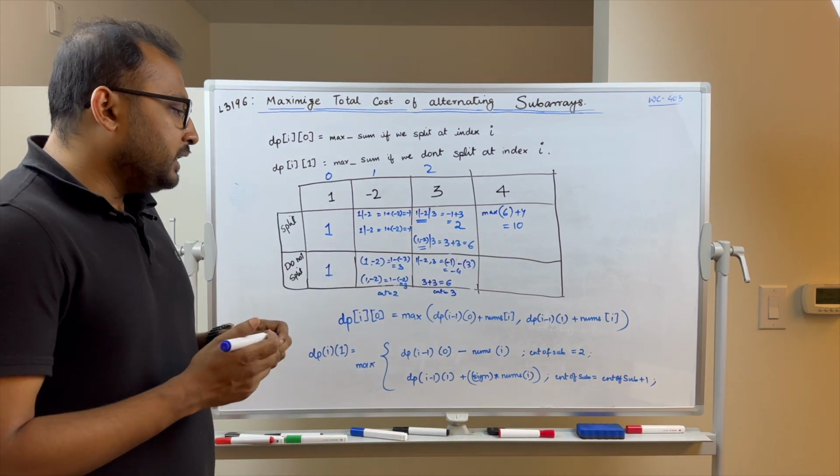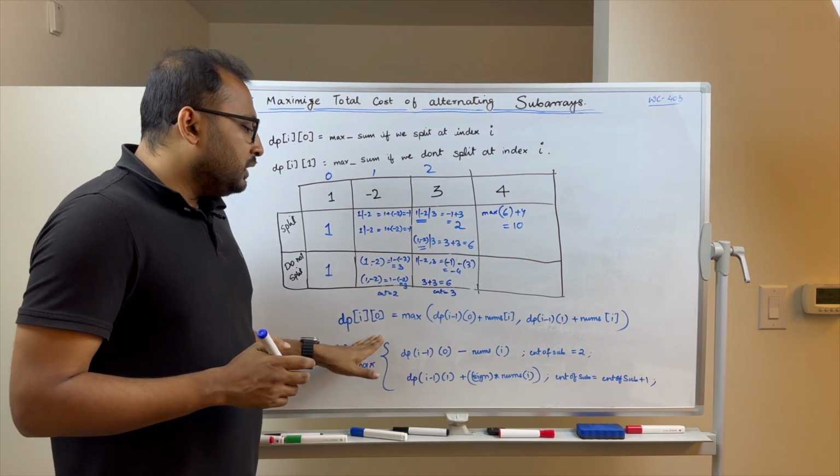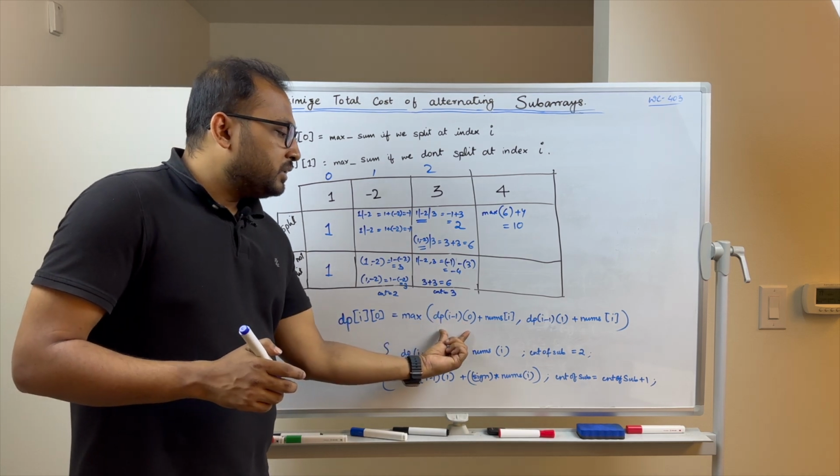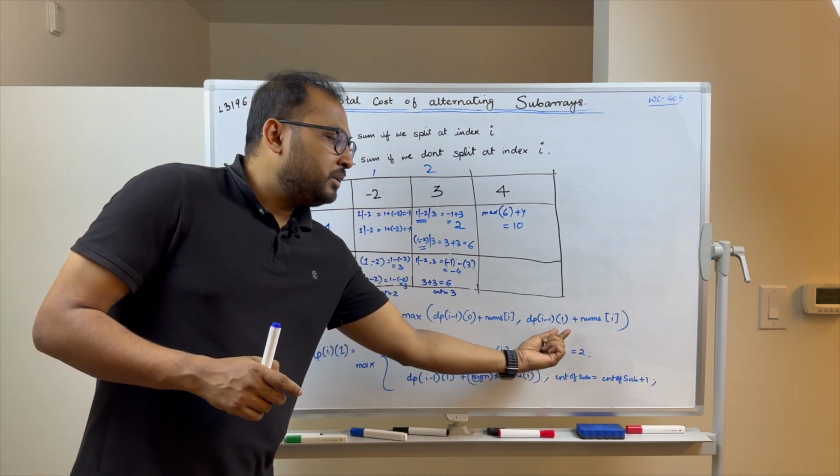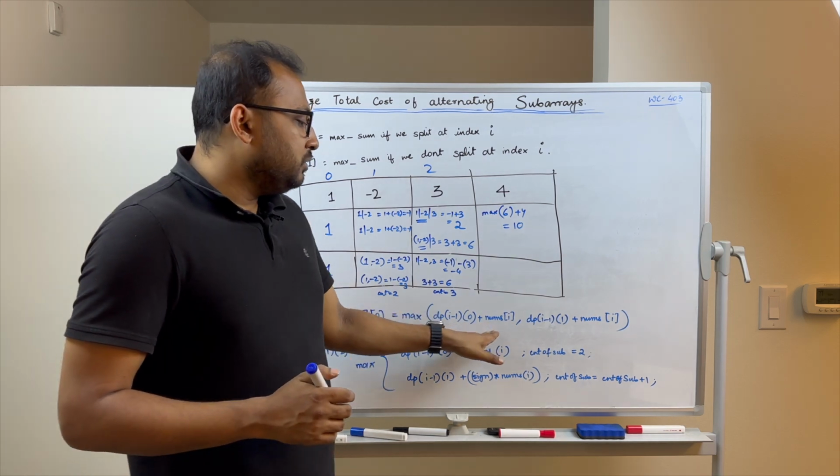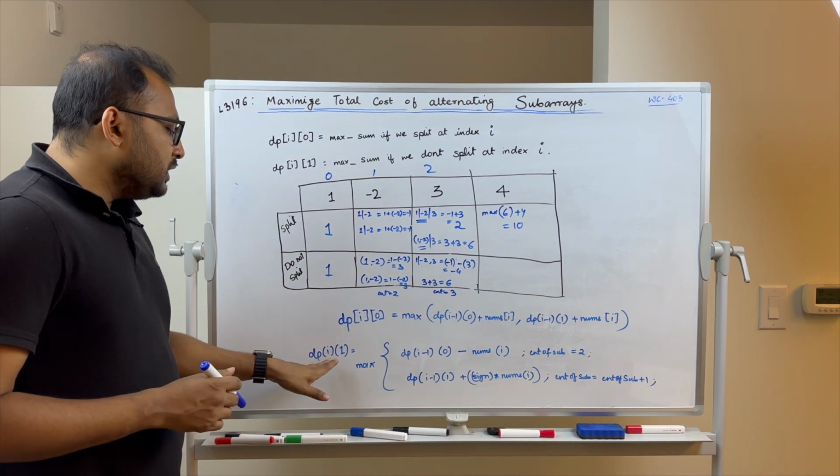So finalizing, dp of I,0 is nothing but the maximum of dp of I minus 1,0 plus nums of I, or I minus 1,1 plus nums of I. This is very easy to think. What is dp of I comma 1?